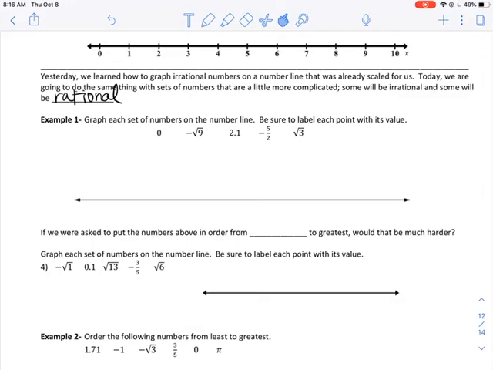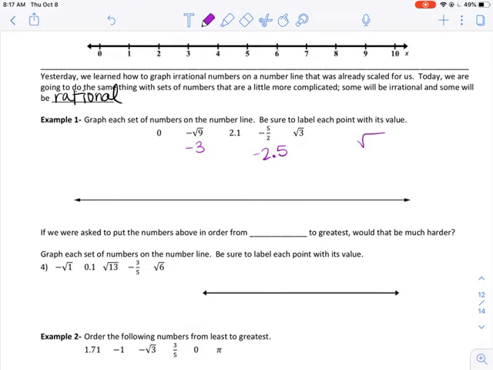So I'm going to look, and I have 0. I'm going to put all of these into decimal form because I find that tends to be easiest. The negative square root of 9 is equal to negative 3, and that is a decimal. There's just no numbers after it. 2.1 is good. Negative 5 halves, if I divide that, I get negative 2 and 1/2, which is equal to negative 2.5. And then I'm going to approximate the square root of 3.